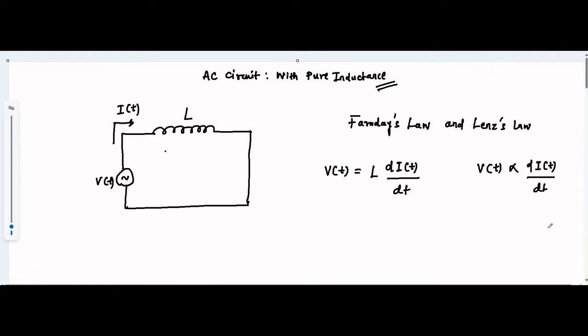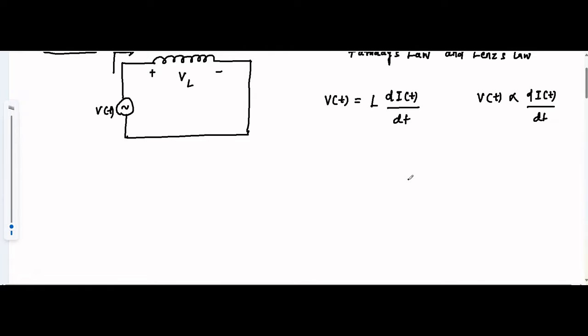If we apply KVL here, it will be v(t) minus vL(t) is equal to 0. That implies v(t) is equal to vL(t). So whether you write vL(t) or v(t), it is the same thing. So this is equal to this: v(t) is equal to L di(t) by dt.